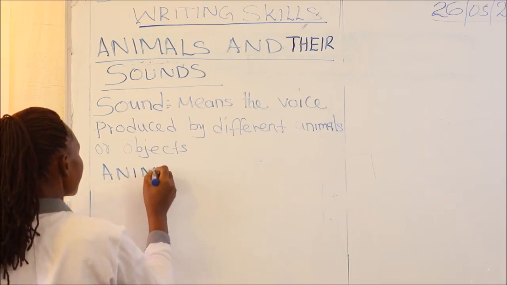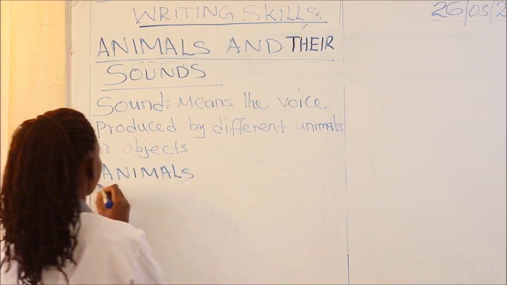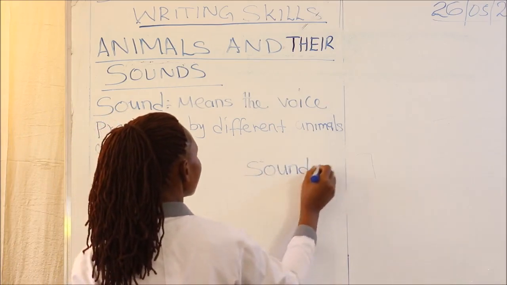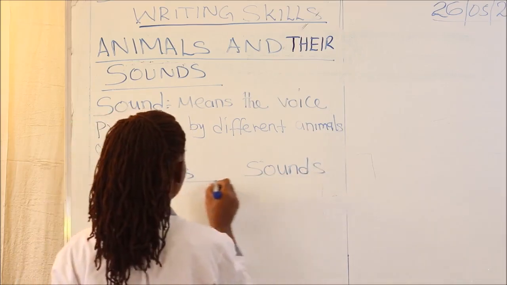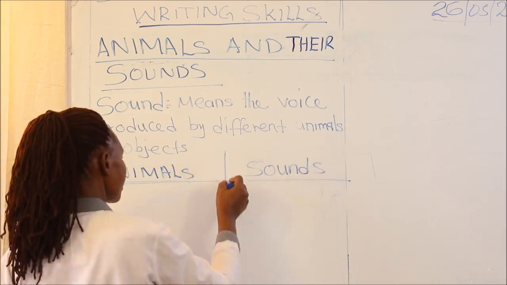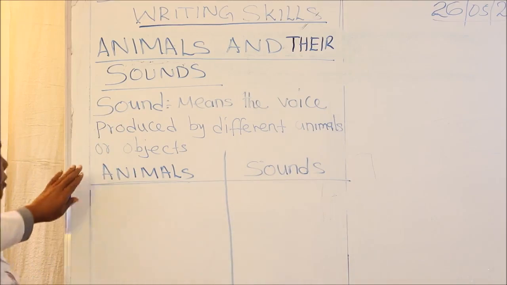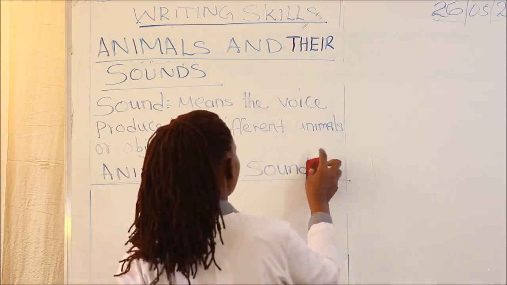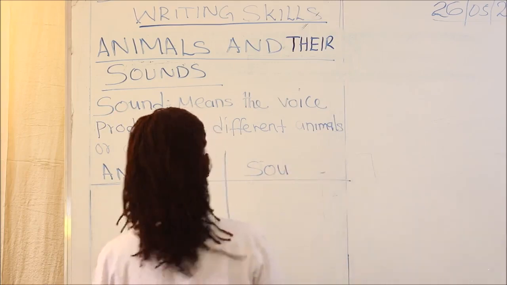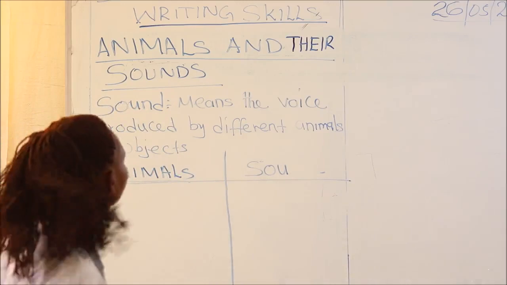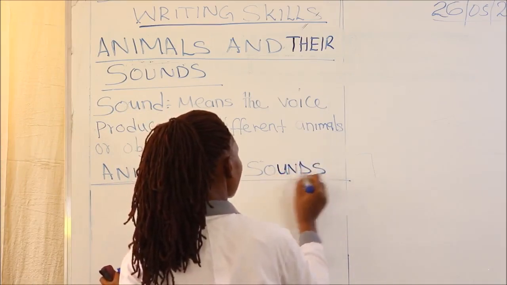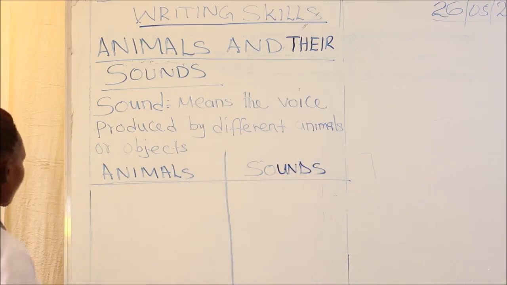I have two columns here. The first column is animals, and the second column is for sounds. These are the two columns drawn here. So in the first column is written animals, and in the second column is written sounds. So let us check the sounds of different animals. I'm going to list animals on this side and their sounds there.